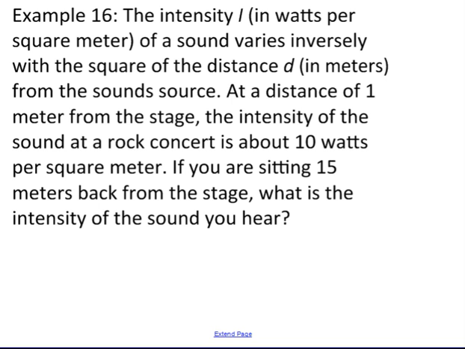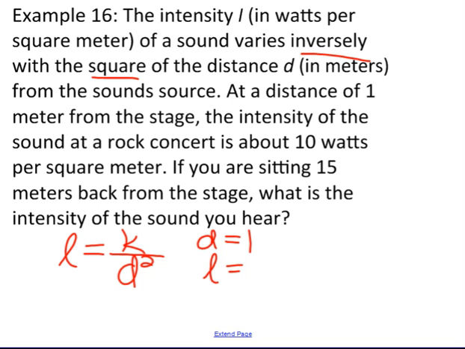All right, the intensity L in watts per square meter of a sound varies inversely with the square of the distance. So I know the intensity L varies inversely as the square of the distance. At a distance, remember was d, of 1 meter, the intensity, that was L, of the sound at a rock concert is about 100 watts.